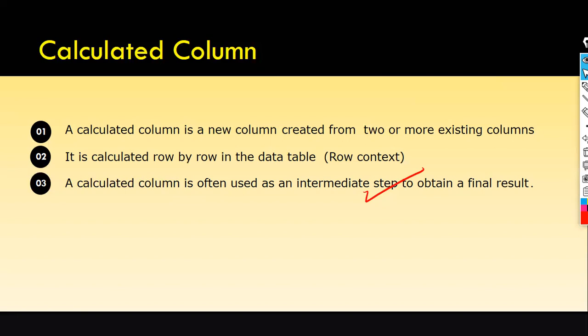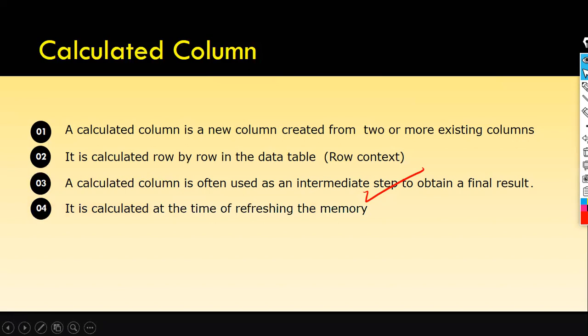They wanted to see, okay, the key performance indicator, something like that. So in that kind of situation, you need to have that column also. This is the intermediate step to obtain a final result. To obtain your net revenue, you need to have a column called total cost. So in that kind of situation, also you can use a calculated column.